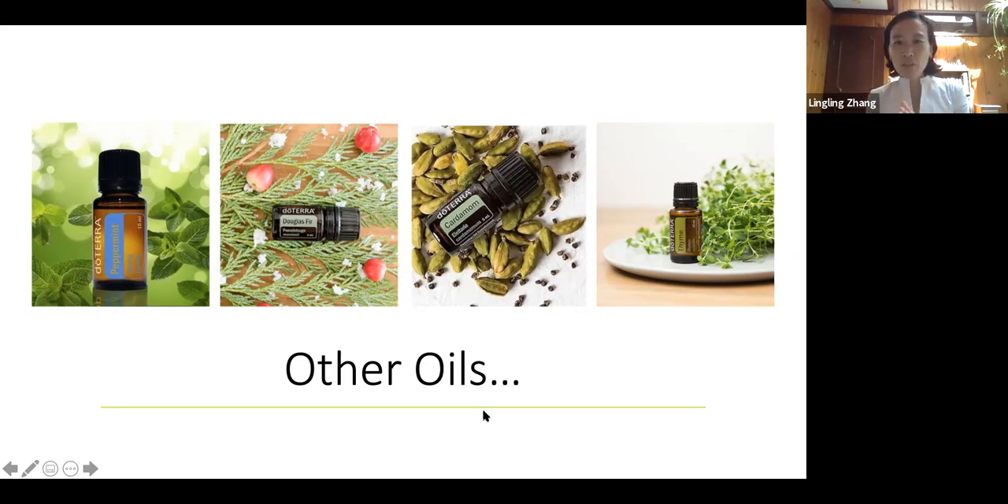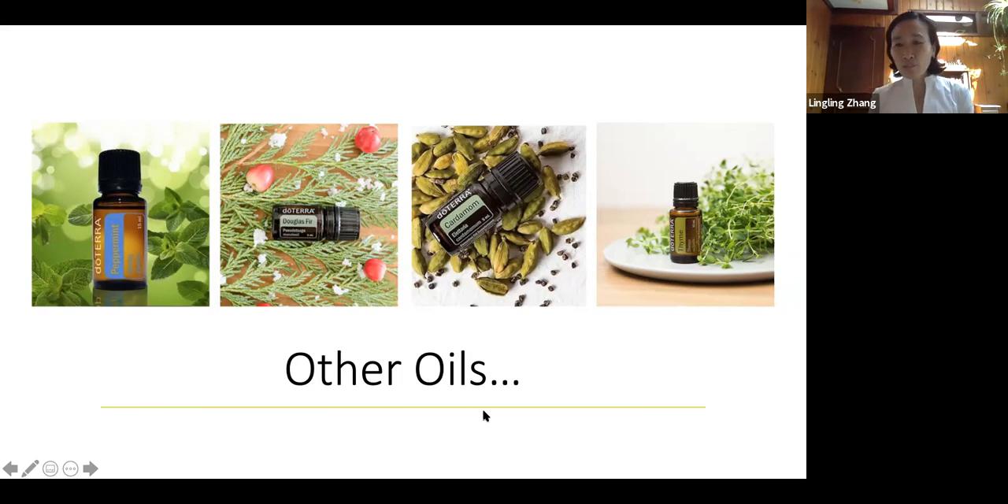So Douglas fir, and then cardamom. Cardamom is from the seed pod, right? People know cardamom for its cooking or digestive help. That's true. Cardamom does help with your digestion because we cook with it. But it also helps with your respiratory system, right? Do you know? Now you know.